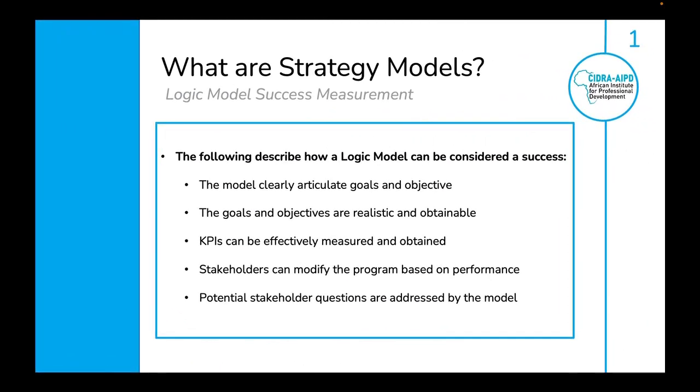So, logic model success measurement. The following describe how a logic model can be considered a success. The model clearly articulates goals and objectives. The goals and objectives are realistic and obtainable, and KPIs can be effectively measured and obtained. Additionally, stakeholders can modify the program based on performance, essentially pivoting the program if it's not being effective in the actions that are being taken. And then potential stakeholder questions are addressed by the model.